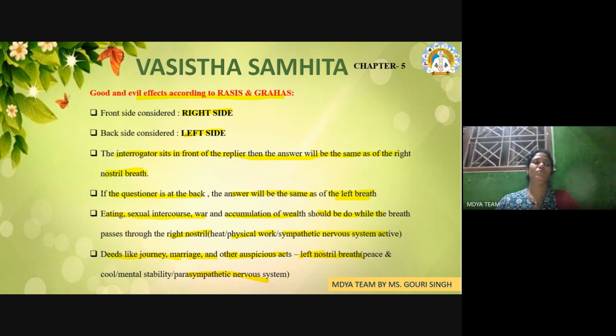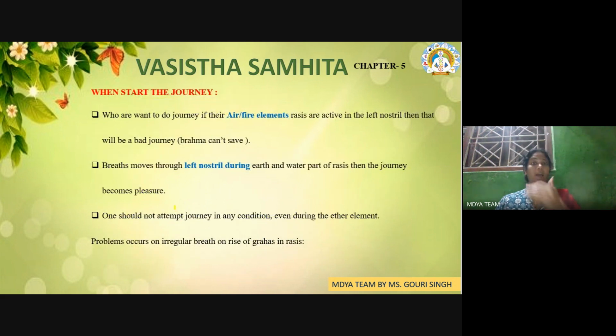So whenever you do any rituals in a good way, a peaceful and cool mind is needed, so your left nostril will be activated at that time. Okay, according to Vasistha, he is discussing these things. And if you have started a new journey, at which time you need to take it, that is also discussed here.